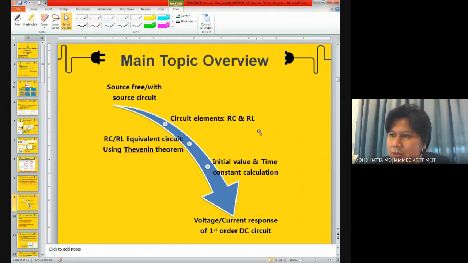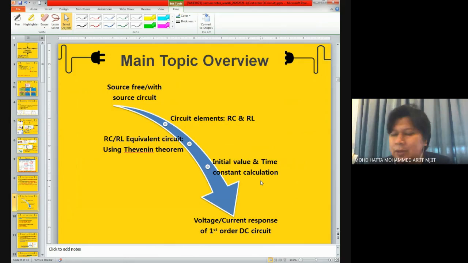We try to develop an RC or RL equivalent circuit using Thevenin theorem. So in this topic, we will use Thevenin theorem a lot. Maybe if you try to use Norton, it also can. However, if you use Norton, you need to come up with I Norton. If you use Thevenin, you need to come up with V Thevenin. All right. Later on, we try to get to know what is meant by initial value and also time constant, and the way we calculate that.